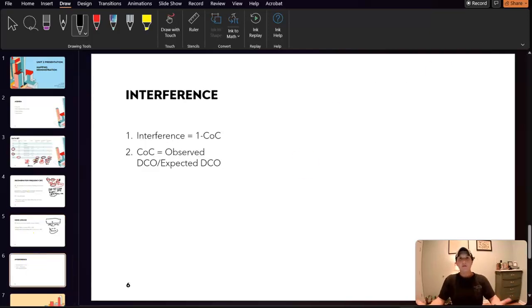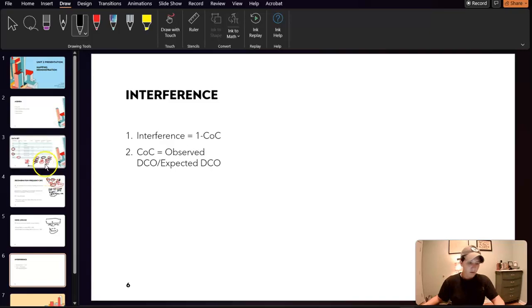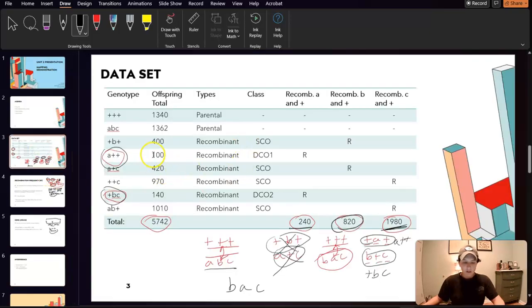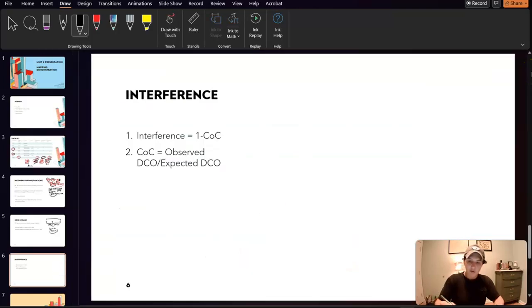So now let's talk about interference. Interference is calculated by the difference of 1 and the coefficient of coincidence. Coefficient of coincidence is calculated by observed double crossovers over expected double crossovers. So let's figure out how you calculate that, right? So observed is already given, right? We know that we have 240 double crossovers. We added the 100 from A++ and the 140 from +BC. So that gives us 240. So that part's super easy.